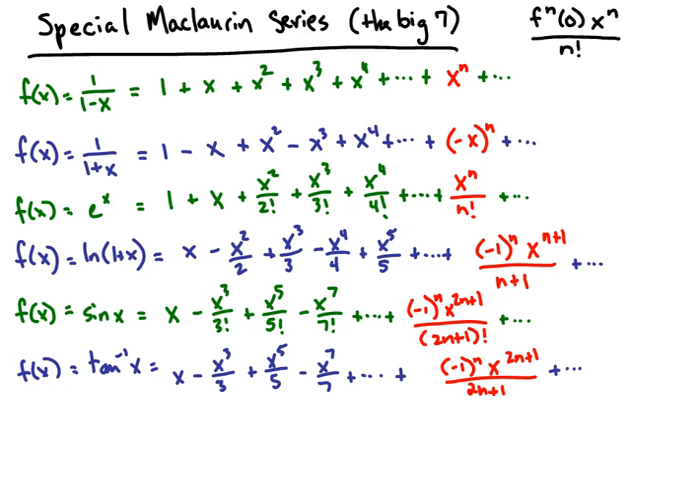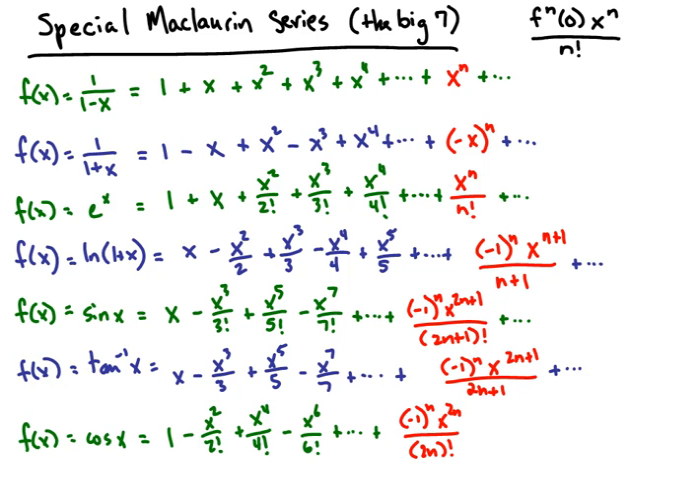And the last one is going to be the cosine, and the cosine, just as it's an even function, has all even powered terms. And remember that the first term is f of 0, and cosine of 0 is 1, so this one starts with 1. And so there are some strategies for memorizing the big 7.